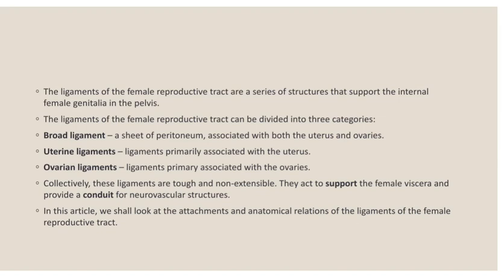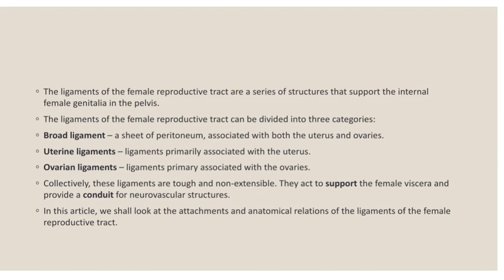Broad ligament, a sheet of peritoneum associated with both the uterus and the ovary. Uterine ligament, ligament primarily associated with the uterus. Ovarian ligament, the ligament primarily associated with the ovaries. Collectively, these ligaments are tough and non-extensible. They act to support the female viscera and provide a conduit for the neurovascular structures.